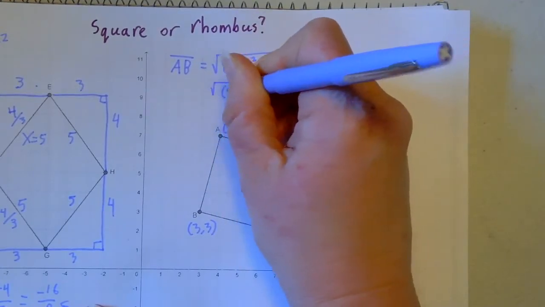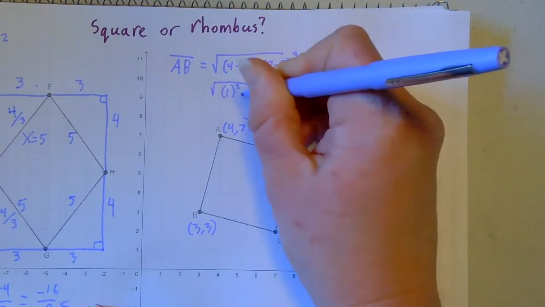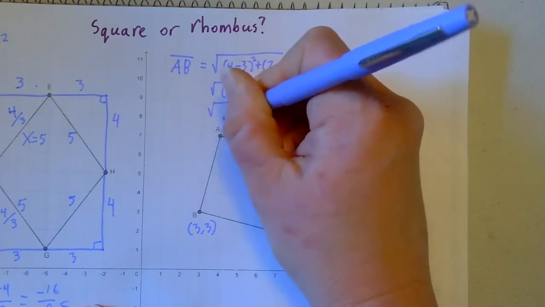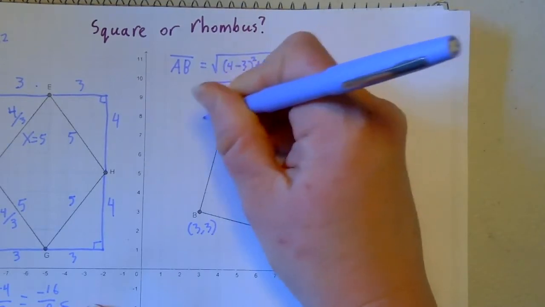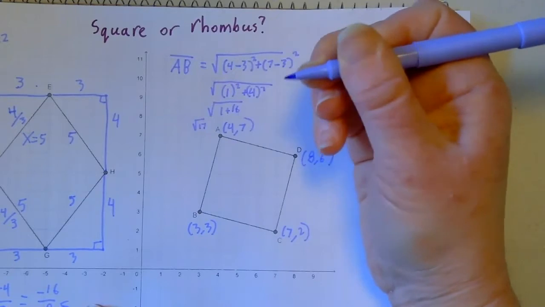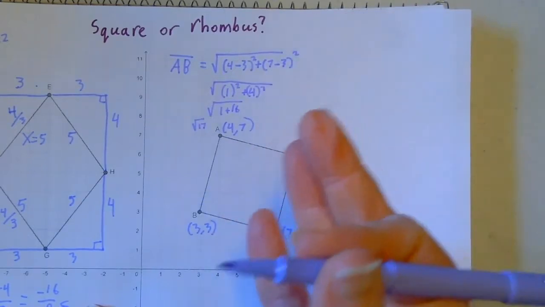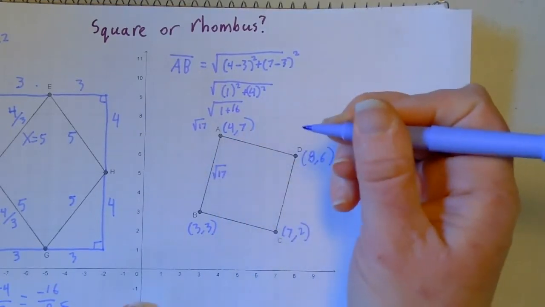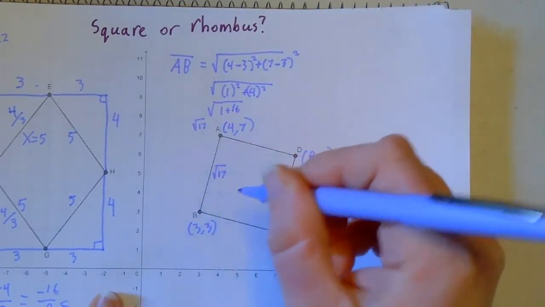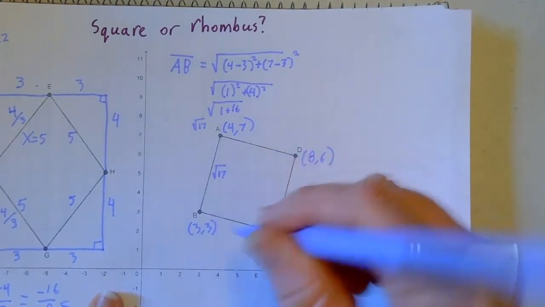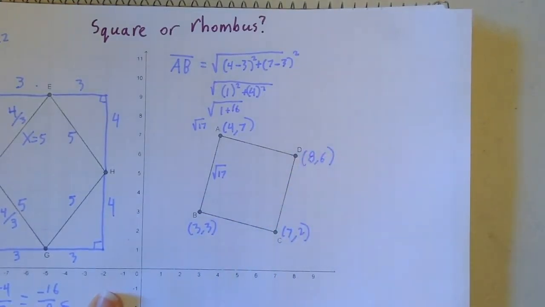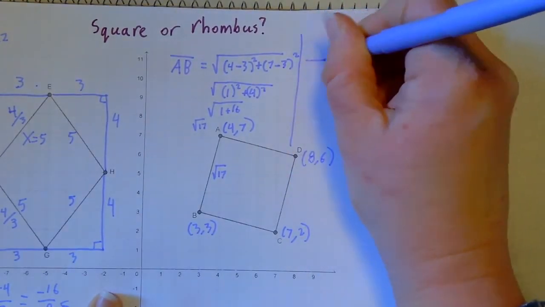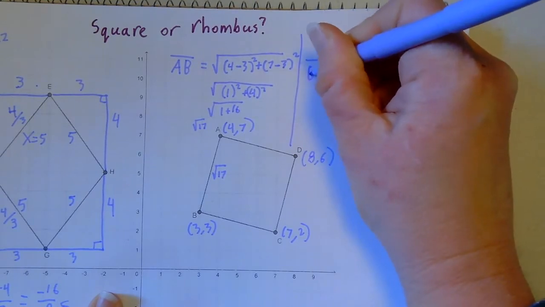So that would be 1 squared plus 4 squared, which would be 1 plus 16, which would be the square root of 17. So this side length, which did not come out nicely, is the square root of 17. And I don't need to put that into a calculator and approximate it. I can just record it as the square root of 17 and move on with my life, because I just want to see if I get the same thing on each side. So now I will try it for BC.